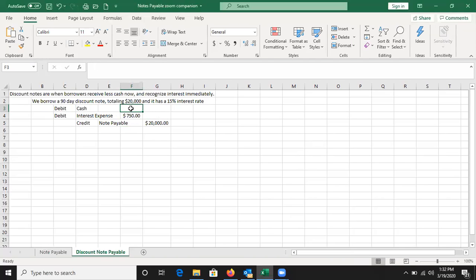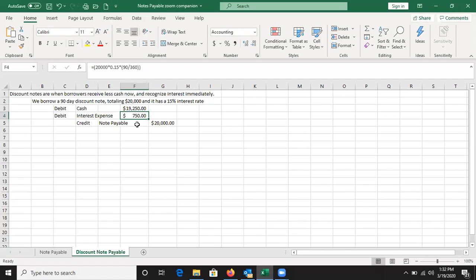When we debit cash, we're going to debit it for the full value of the loan, $20,000, less the interest. This is why it's a discount note. We are receiving a discounted amount of cash up front. So we are only receiving $19,250. We recognize interest expense immediately, and we credit notes payable for the full amount.